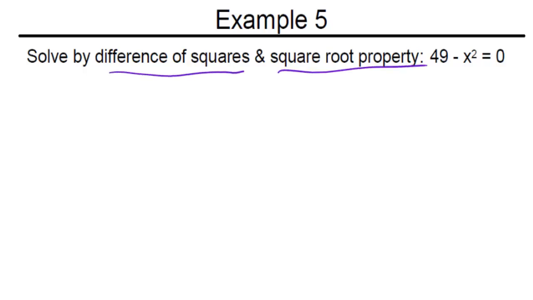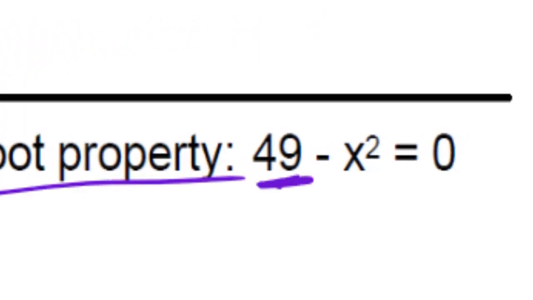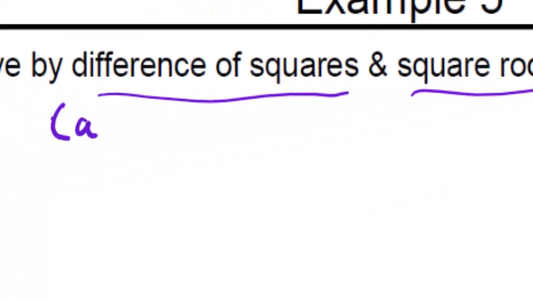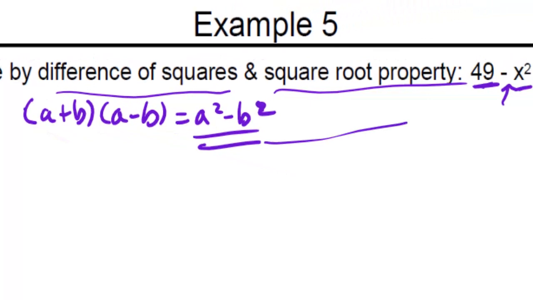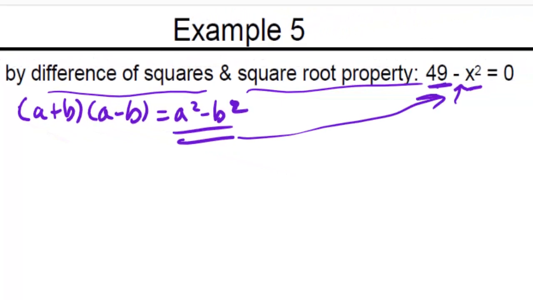Alright, so for example 5, they want us to solve by difference of squares and by the square root property. Now the first thing you'll notice is this is a perfect square and this is also a perfect square, and there's a subtraction between them, which means they are difference of squares. Remember that difference of squares come from a plus b times a minus b, and they produce a squared minus b squared. And this pattern right here matches the pattern that's over there, which means I can factor back into this format really quick.